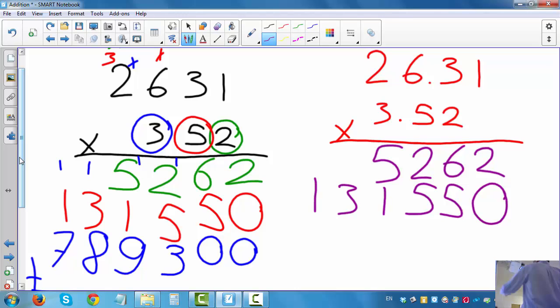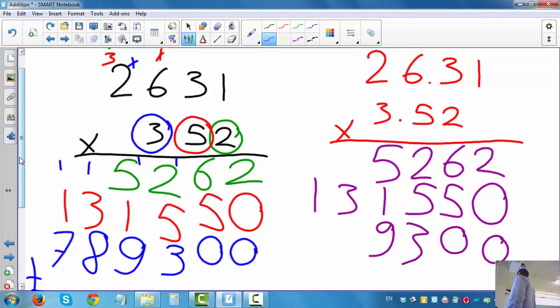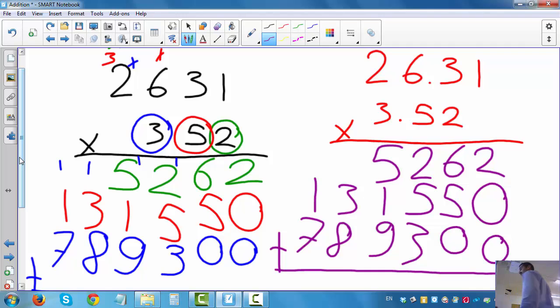And now I'm going to start multiplying by 3. Yes, I will be getting absolutely the same number. So I'm just going to copy that. Zeros. And then 9, 3. And 7, 8. And yes, I have to add this as well.